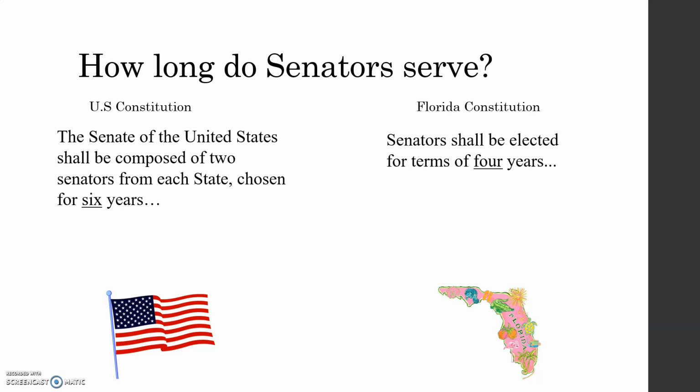Anywho, how long do senators serve? Well, the U.S. Constitution says that senators in D.C., the two senators like Marco Rubio and Rick Scott who are in D.C., the Senate of the United States shall be composed of 2 senators from each state, chosen for 6 years. Now, Florida, for state senators, not the same thing, they meet in Tallahassee. State senators shall be elected for terms of 4 years, so we thought 6 was too long.